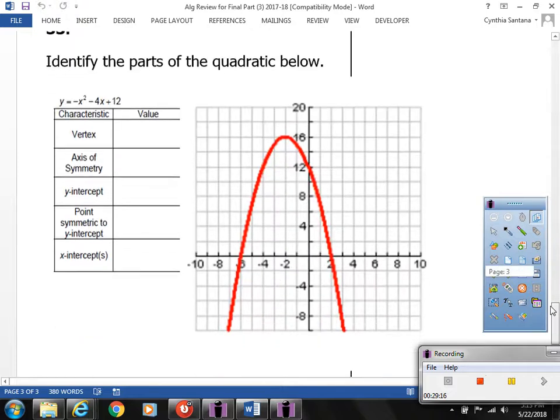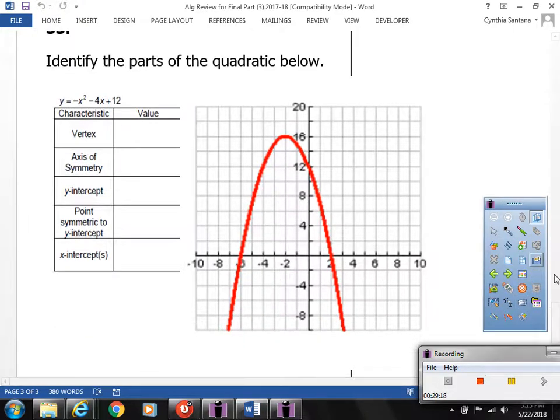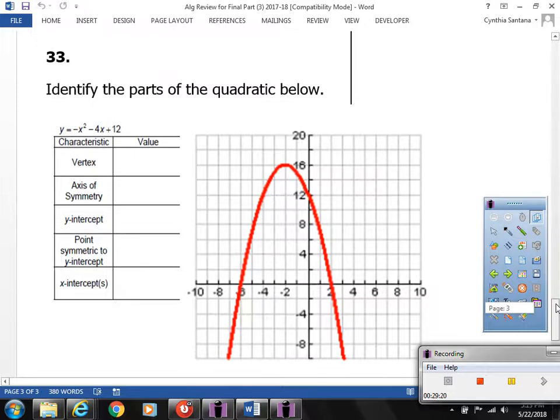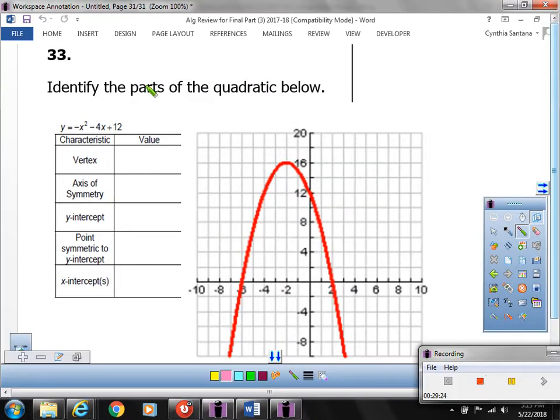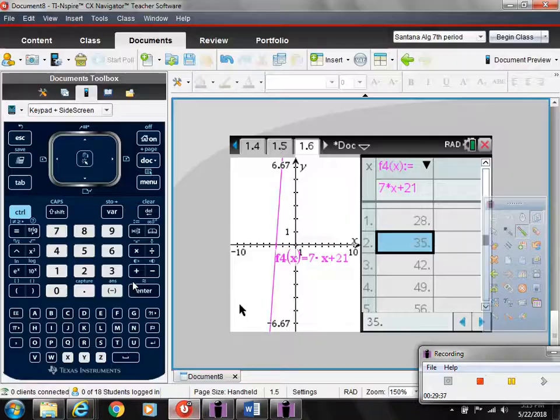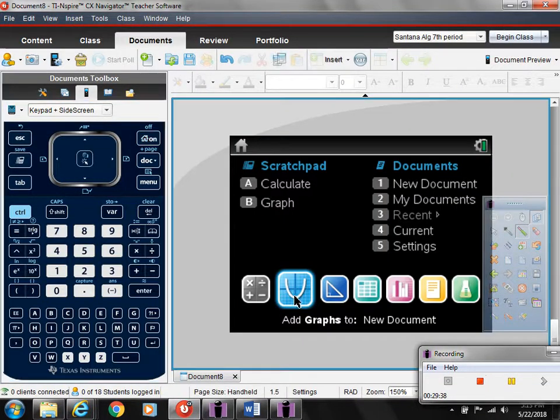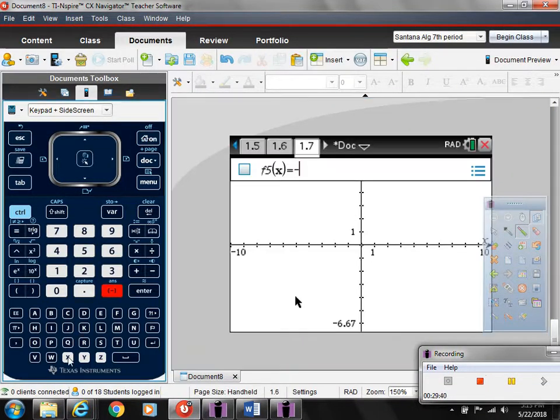And last but not least, you also have learned this year what quadratics are, all the parts of a quadratic. So you are being tested on that. So they give you a quadratic here. They want to know what are all the different parts, and they have them listed here. You could graph it, because they did give you the equation for it. So I could also use my calculator to help me identify those parts.